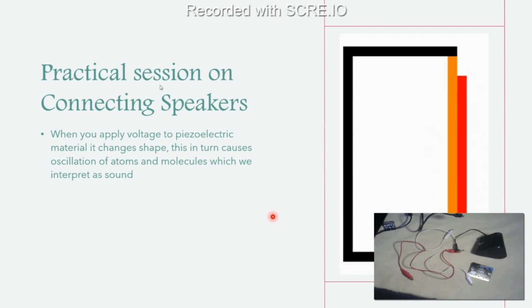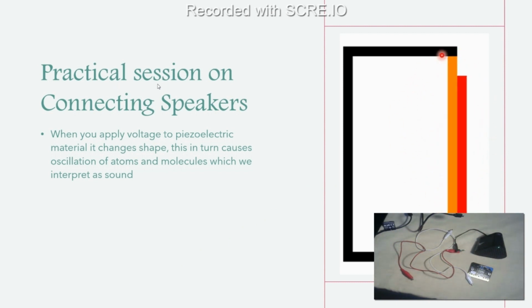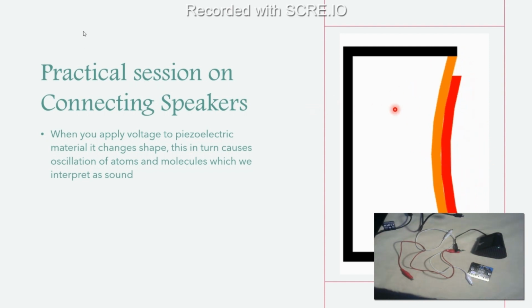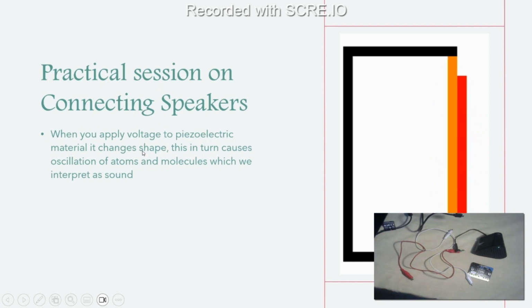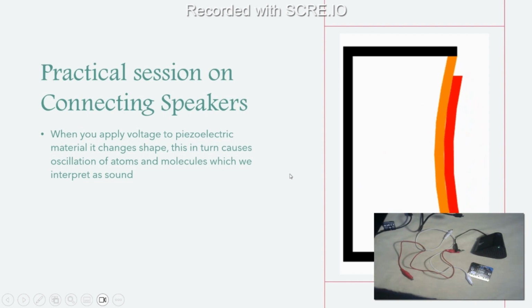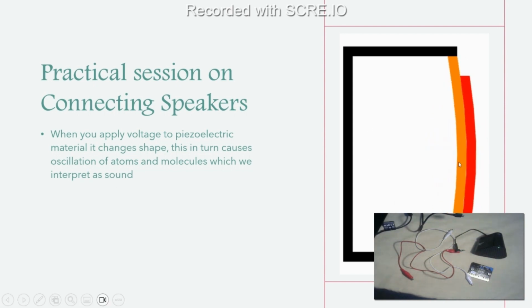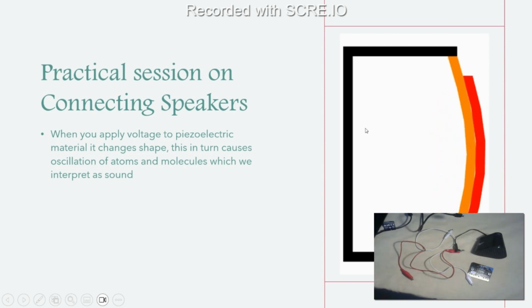How the speaker works is that once you apply some voltage to the speaker, the atoms and molecules inside this piezoelectric material change shape or oscillate like this. With this vibration, what we interpret it as is sound. So, depending upon the beats or the frequency, it will produce different sounds.